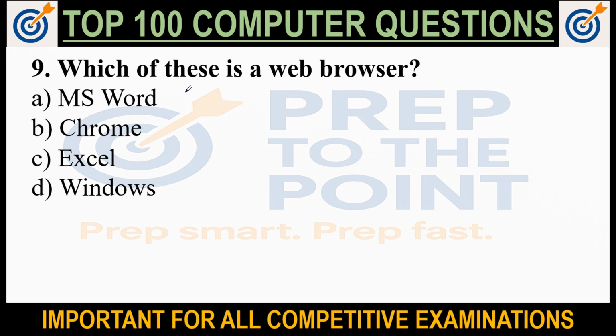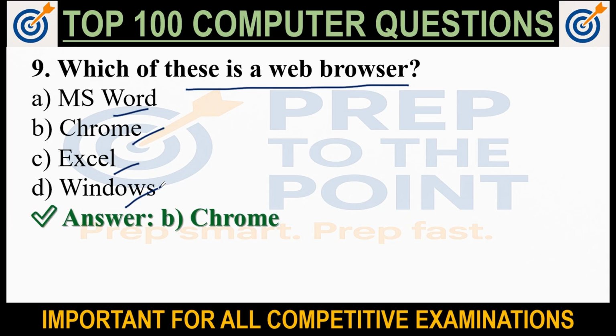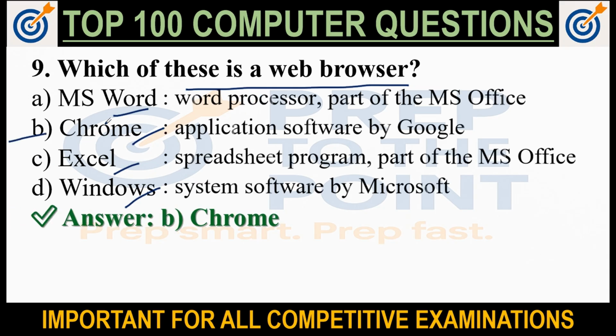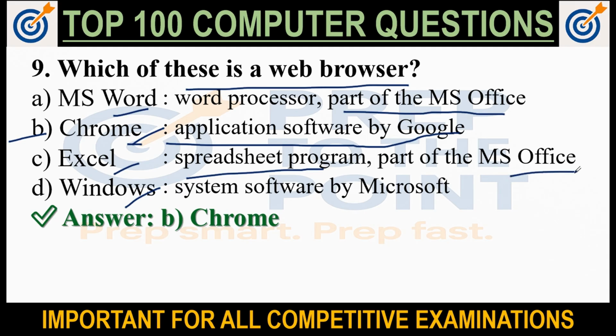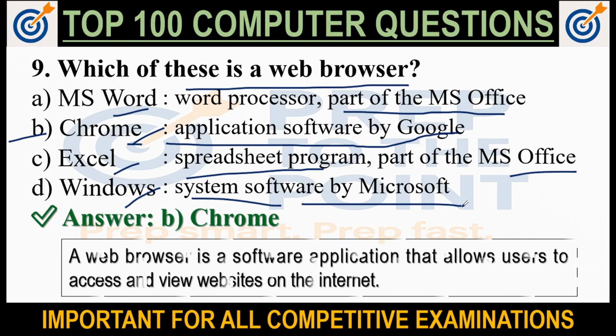Which of these is a web browser? MS Word, Chrome, Excel or Windows? The right answer is Chrome. MS Word is a word processor and is part of MS Office. Chrome is the application software by Google. Excel is the spreadsheet program and also a part of MS Office. Windows is the system software by Microsoft. A web browser is a software application that allows users to access and view websites on the internet.